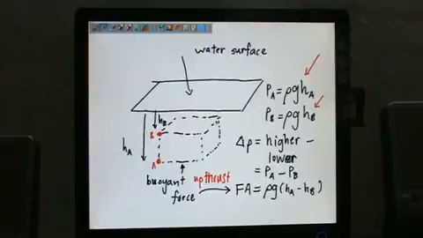Basically, the difference of pressure leads us to a force here. This force is the upthrust, or you can call it the buoyant force. Therefore, whatever Archimedes says is proven. Okay, there's an upthrust.